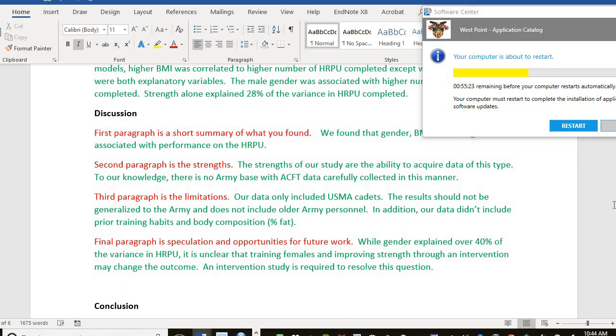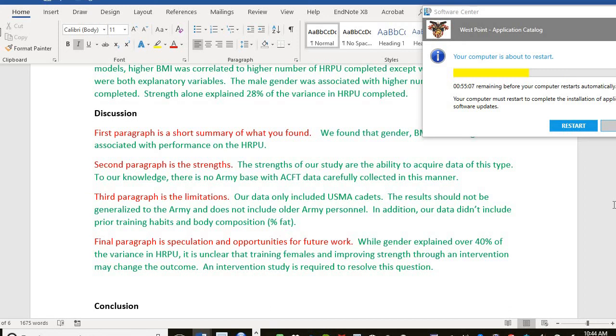Third paragraph is the limitations. Well, working with only young cadets is also a limitation. We don't have people who are 50 years old taking this test in that data set. So somebody will ask, hey, can a 50-year-old colonel actually go do the same things that a cadet can do? So that's a question that you can ask.